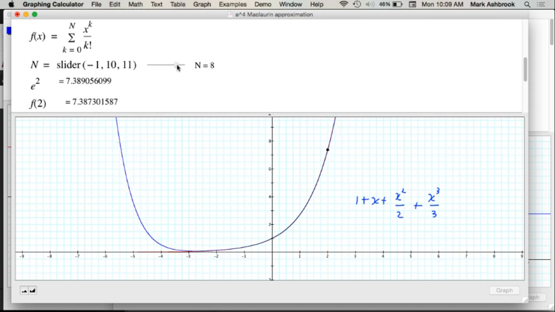So let's just jump to n equals 10. Here's n equals 10, and it's correct to how many decimal places? About 3, right? So when we take the 10th Taylor polynomial, it's getting e squared correct to about 3 decimal places. So how many terms do you think we're going to need to get this many decimal places correct, all the way to this decimal place right here?